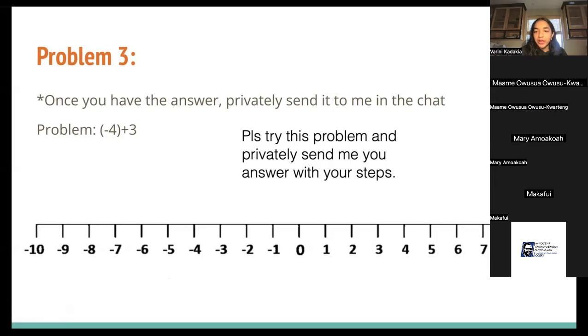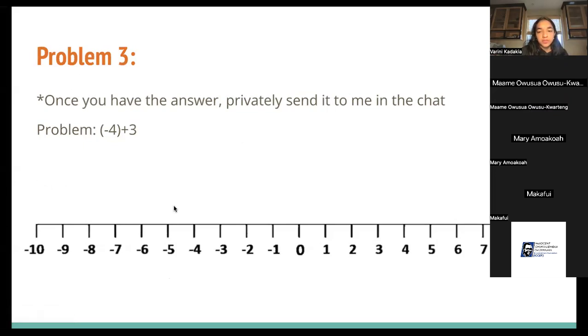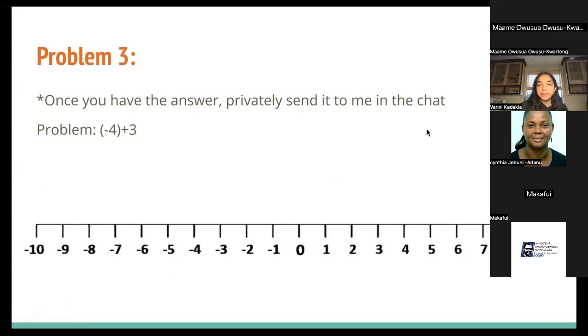Okay, I have asked the student to go over the answer. Do you want to start sharing how you did it? Okay, let me explain it. Go ahead. The point is going to be on -4, and you are going to move to the right hand side 3 times. Yeah, that's correct. Good job. The answer is gonna be -1.